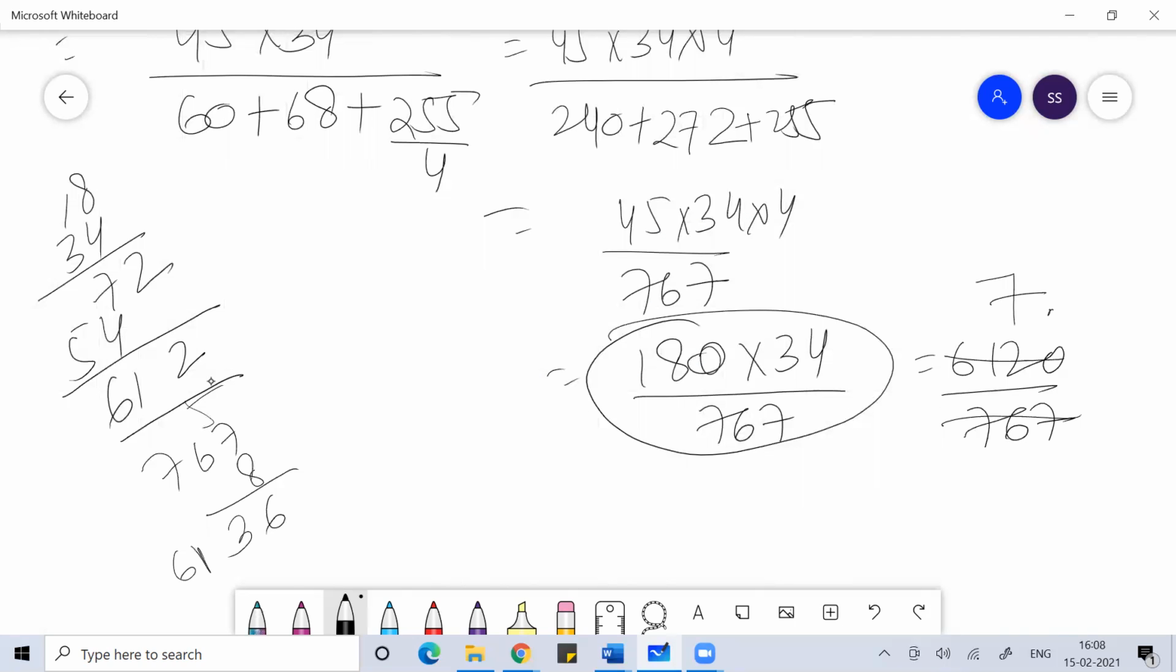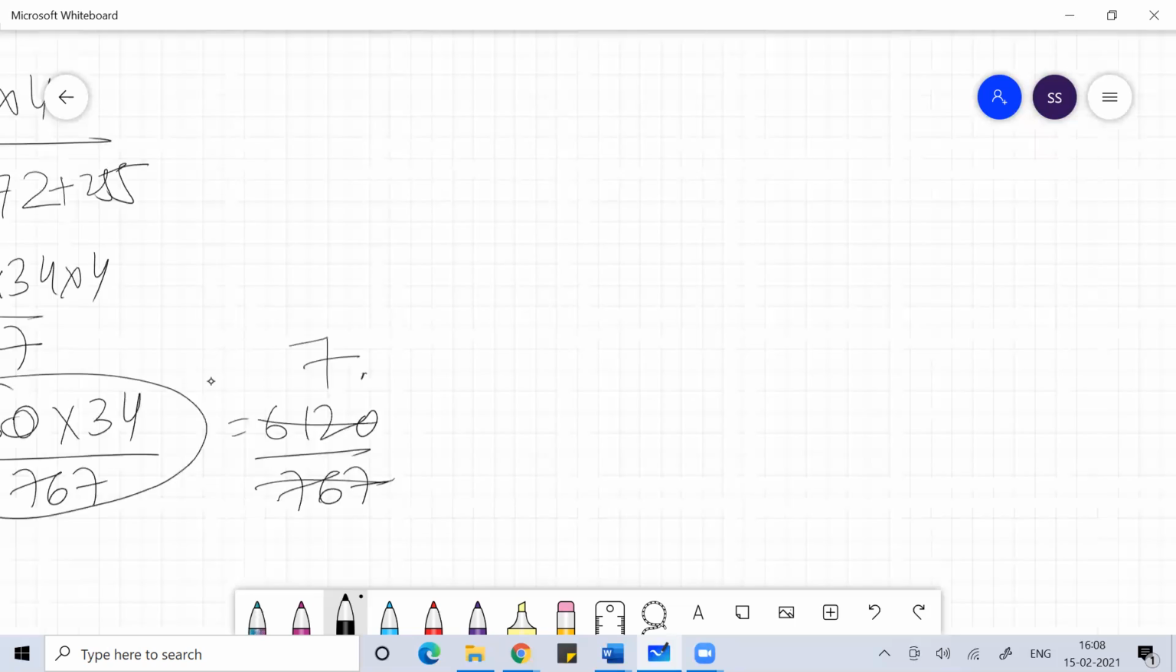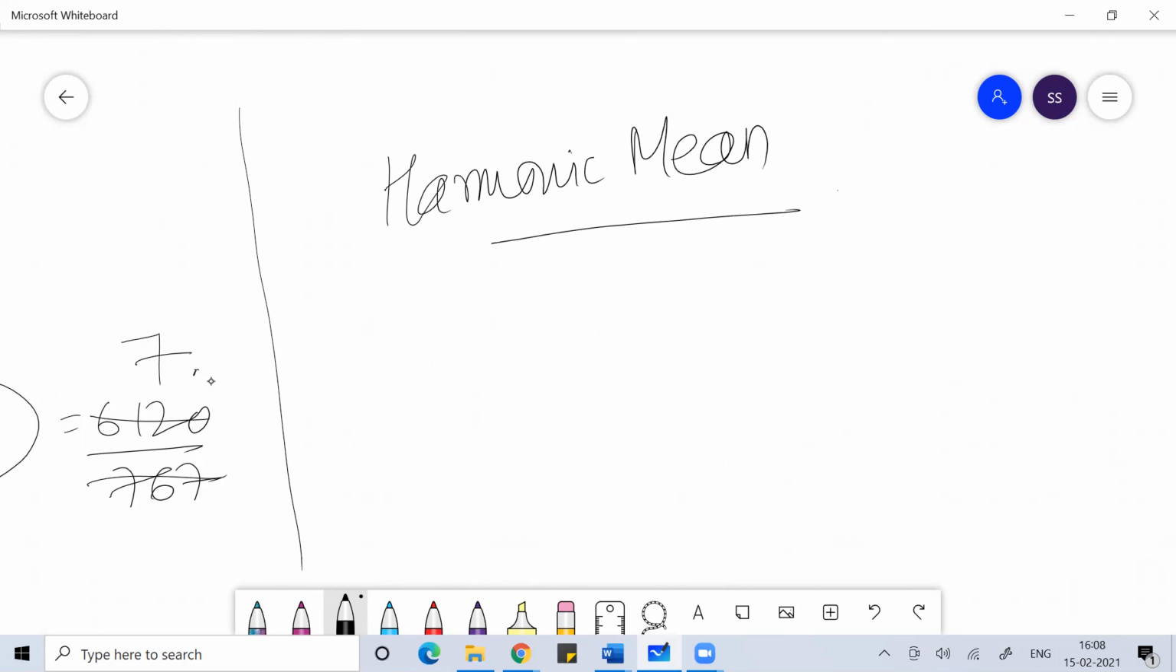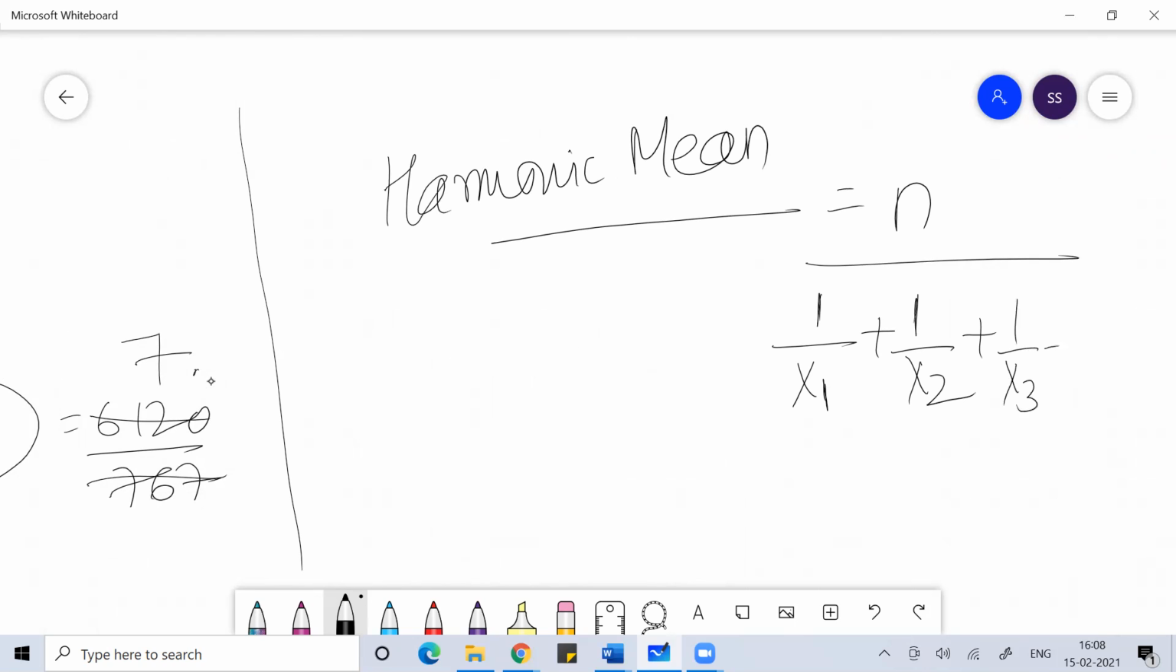So actually, when you solve this question of average, this is actually a question of harmonic mean. In harmonic mean, we apply the formula n divided by 1 by x1 plus 1 by x2 plus 1 by x3 till 1 by xn. In harmonic mean, we use this as a formula. So this is what I've used here.